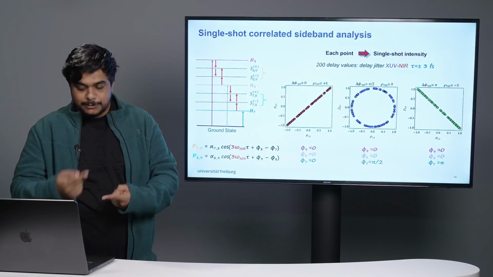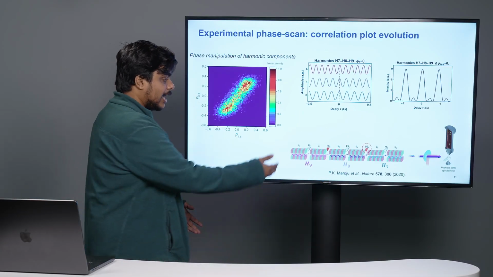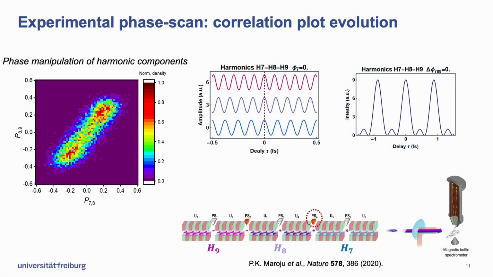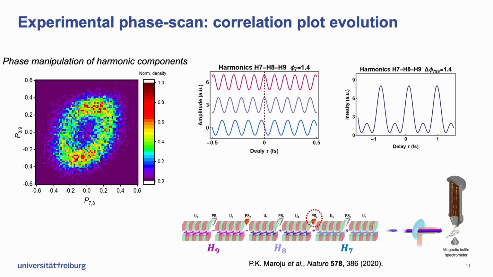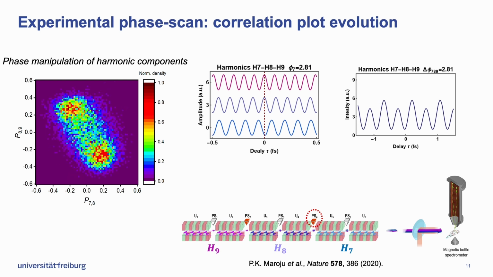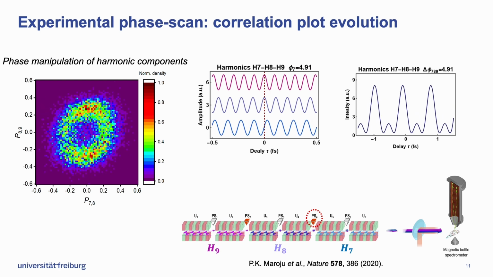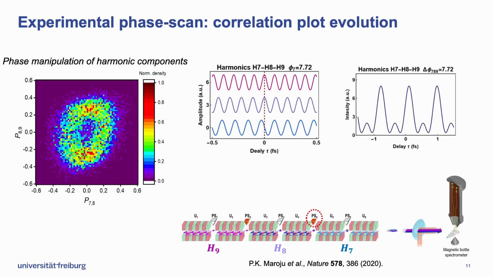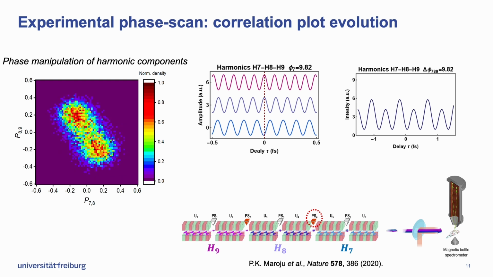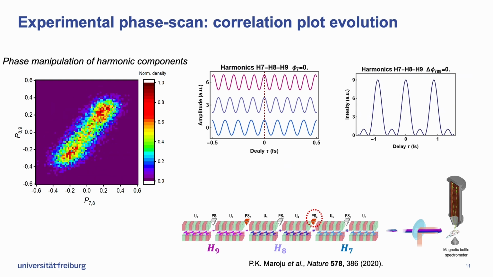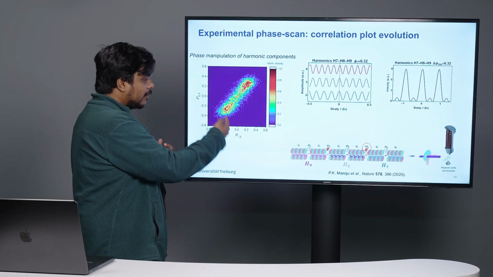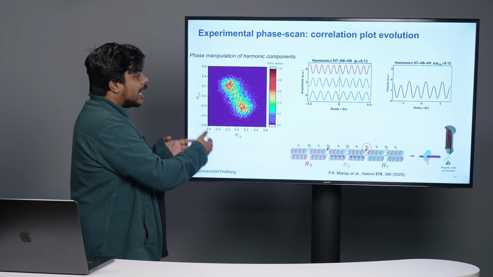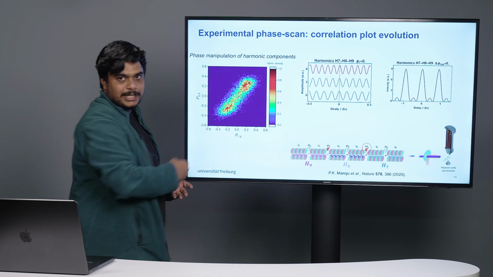In the experiment, we have 3 harmonics: harmonic 9, 8 and 7. In order to change the relative phase between the harmonics, we use a phase shifter, which is nothing more than a magnetic chicane. It delays the electron bunch with respect to the radiation, which in turn creates a relative phase difference between the harmonics. As you can see here, our correlation plot moves from a positive correlation to a negative correlation as we change the phase of harmonic 7.